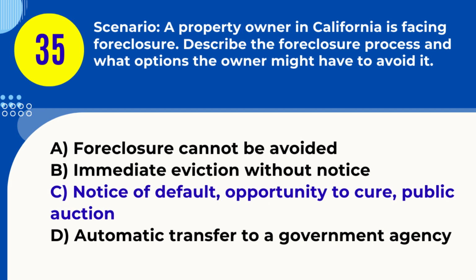Answer. C. Notice of default, opportunity to cure, public auction. Explanation. The foreclosure process in California involves a notice of default, providing the owner an opportunity to cure the default, followed by a public auction if the default is not cured. The owner can avoid foreclosure by paying the owed amount or negotiating with the lender.